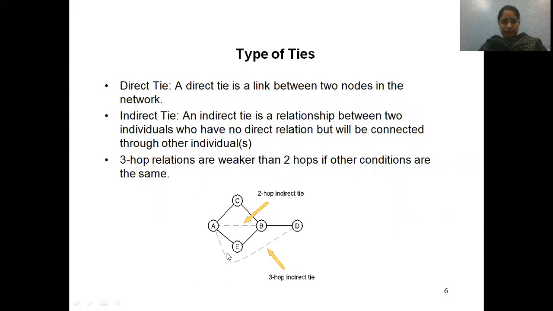In this diagram, A to B is 2 hops because the path is A to C, then C to B, as there is no direct link. So that will be considered a 2 hop indirect tie. If we take the two nodes A and D, the path will be A to E, E to B, and B to D. So this will be a 3 hop indirect tie.